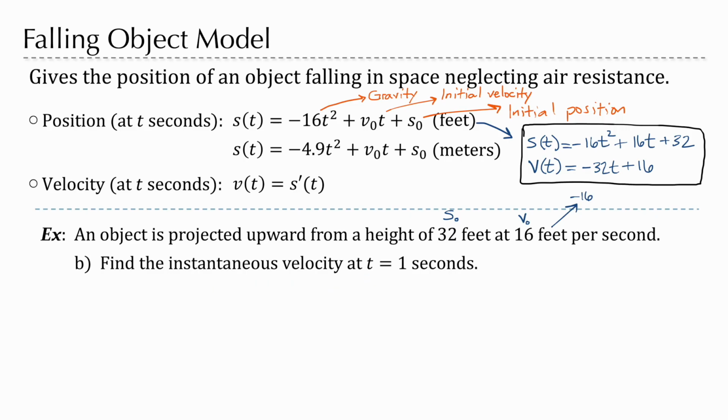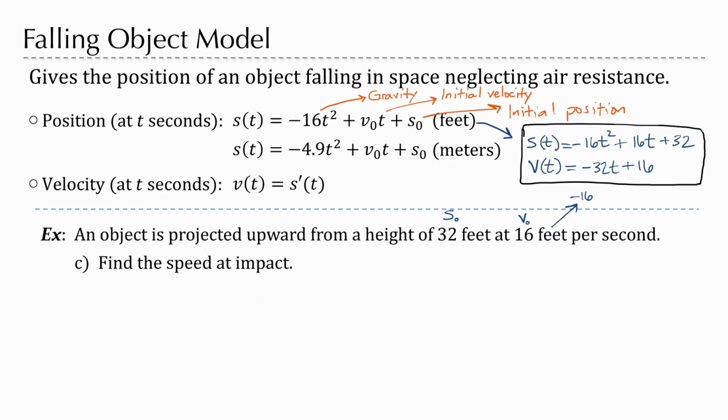Now for our next question, let's switch it and find the instantaneous velocity at time equals 1. Again, this is an instantaneous rate of change. So this is where we do want to use our formula up here that is found using the derivative. We already know what the velocity is, so we simply plug in 1. So the velocity at 1 would be negative 32 plus 16, or negative 16 feet per second.